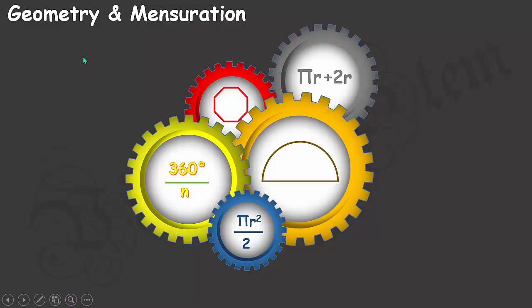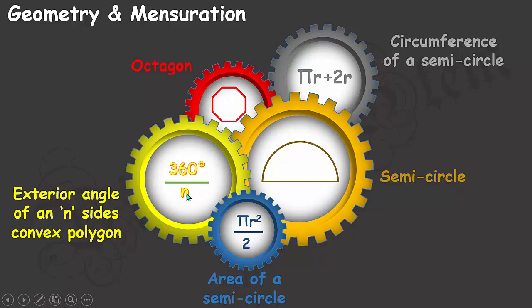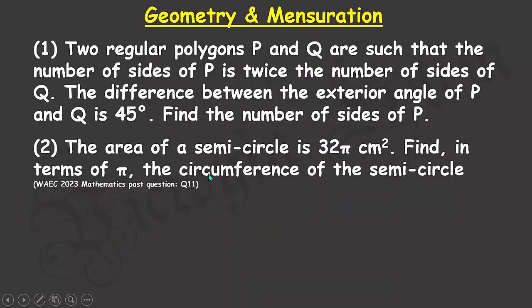I'll be solving two problems. The first is on geometry and the second mensuration. In the first part, I will show you how to use 360 degrees divided by n to find the exterior angle of an n-sided convex polygon. An example of a polygon is an octagon, an 8-sided figure. In the second part of the question, I will show you how to use the formula pi r squared divided by 2 to find the area of a semicircle, and then how to use pi r plus 2r to find the circumference of a semicircle, where r is the radius of the semicircle and pi is a constant, which is 22 divided by 7.